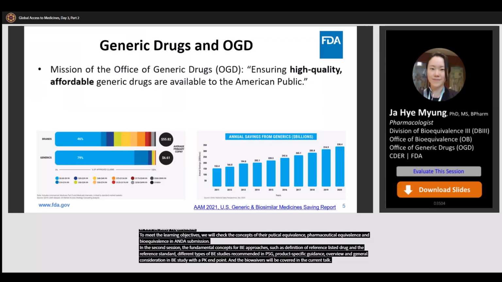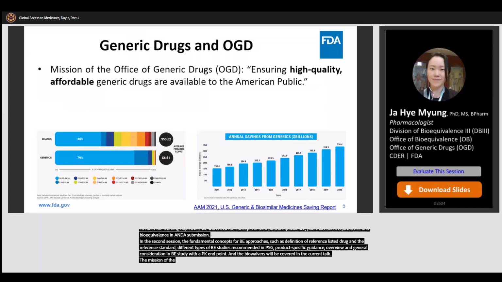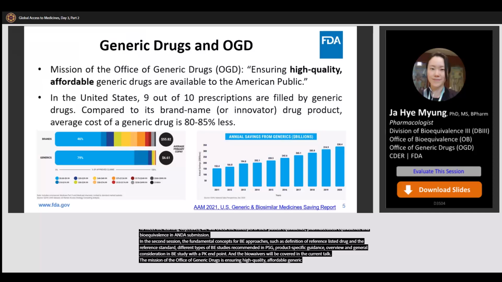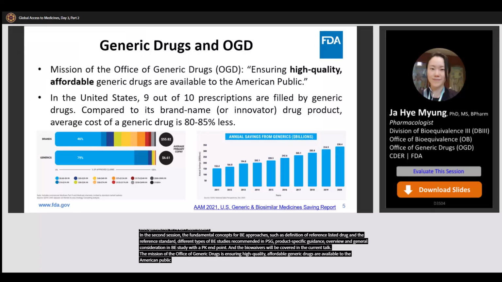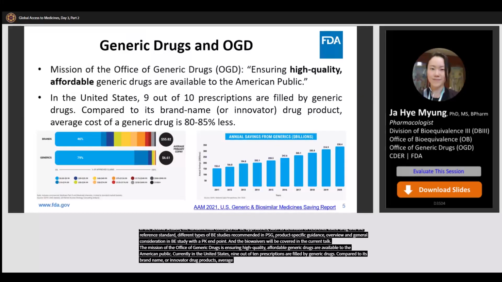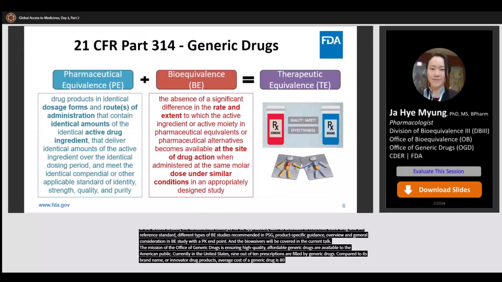The mission of the Office of Generic Drugs is ensuring high-quality, affordable generic drugs are available to the American public. Currently, in the United States, 9 out of 10 prescriptions are filled by generic drugs. Compared to brand name or innovator drug products, the average cost of a generic drug is 80 or 85% less.